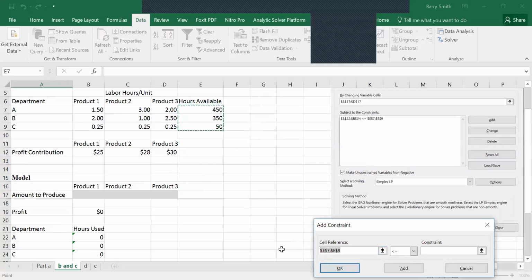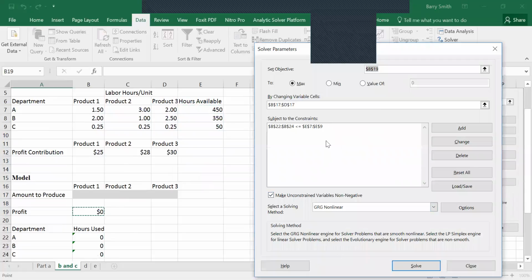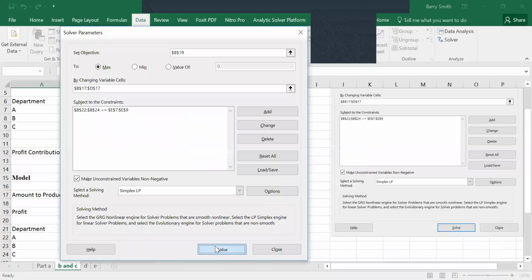Oh, I didn't do it again. Okay, so with that and that time it worked. All right, and we went the simplex LP, and so I think that's all we need to do. So we solve. It says it found it, so we're going to keep that solution, and so that's what we're going to get. Okay.